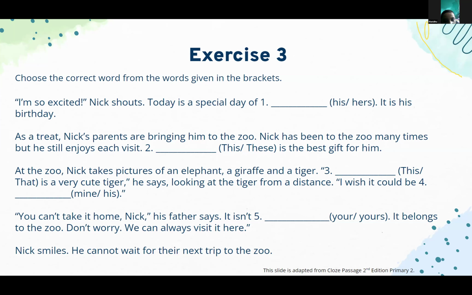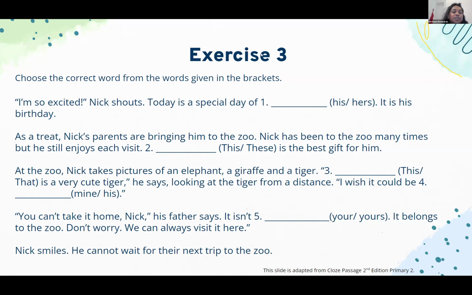At the zoo, Nick takes pictures of an elephant, a giraffe, and a tiger. That is a very cute tiger, he said, looking at the tiger from a distance. I wish it could be mine.